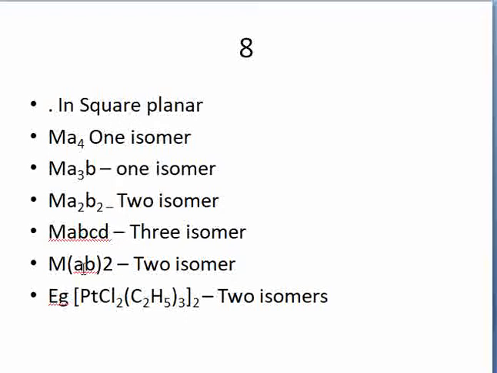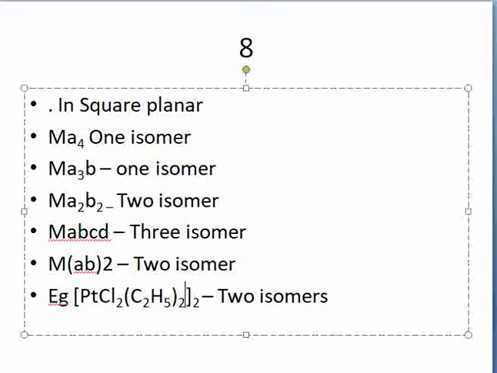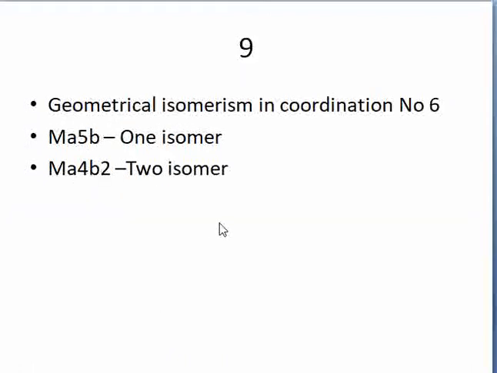If the ligands are bidentate, like M(AB)2, you'll get 2 isomers. Example: Pt(C2H5)3Cl2, which will create 2 isomers. Now we'll go to the next one, geometrical isomerism with coordination number 6, in octahedral complexes. MA5B has only one isomer. Then MA4B2 has 2 isomers possible.